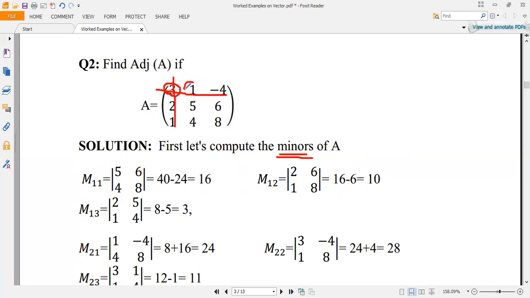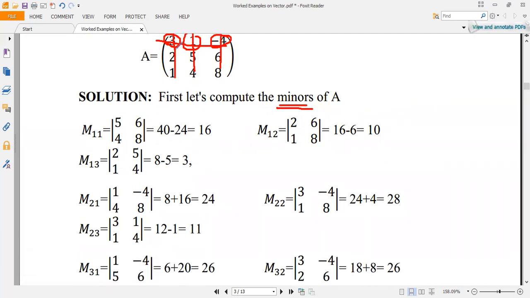The minor of 1 is found by cancelling the column and the row which contains 1, which gives 2, 1, 6, 8, which is 16 minus 6, which is 10. The minor of 4 is found by cancelling the column and the row which contains 4, which gives 2, 1, 5, 4, which is 2 times 4, which is 8, minus 5, which is 3. Similarly, we obtain the minors of each of the elements in the matrix.